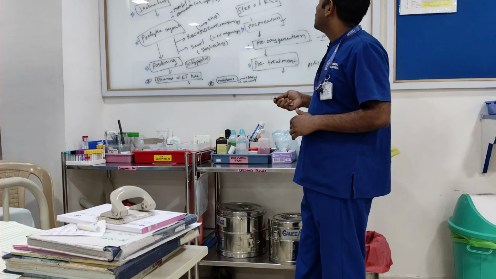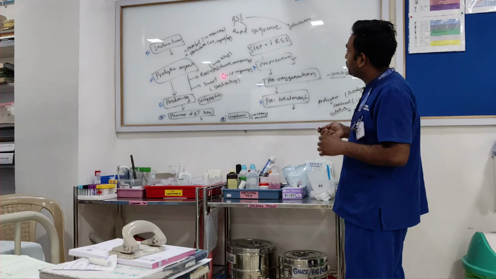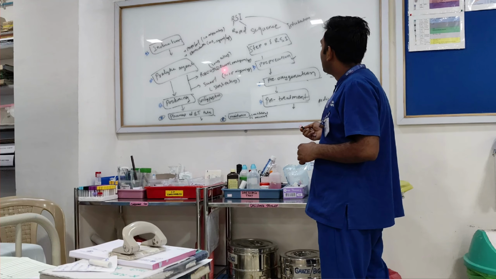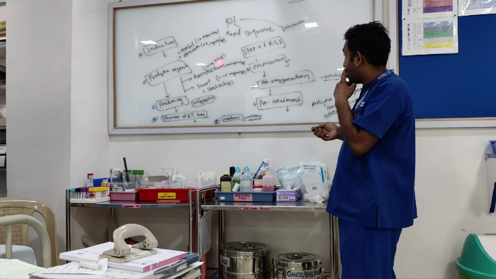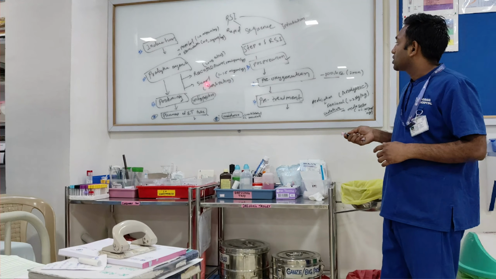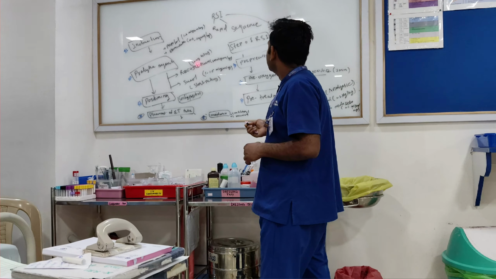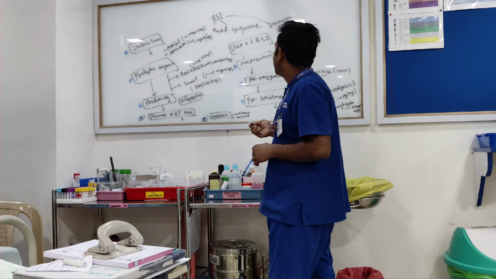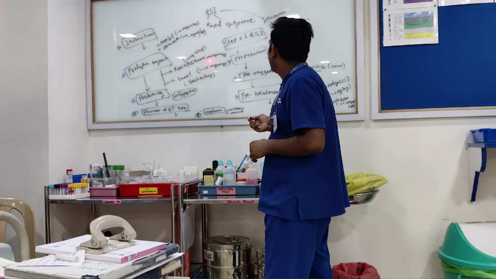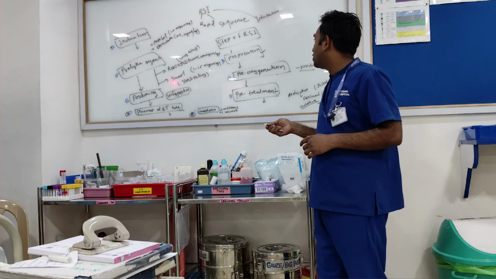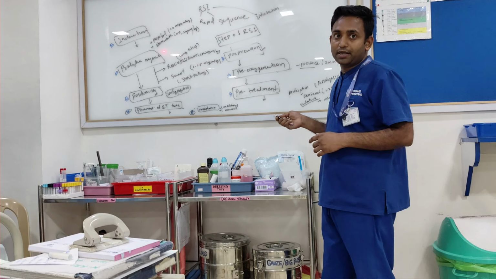After induction, the fifth step is the paralytic agent. For the paralytic agent we use rocuronium, atracurium and succinylcholine. Rocuronium is the long acting agent and succinylcholine is the short acting agent. Rocuronium 1 milligram per kg and succinylcholine 1 to 1.5 milligram per kg.